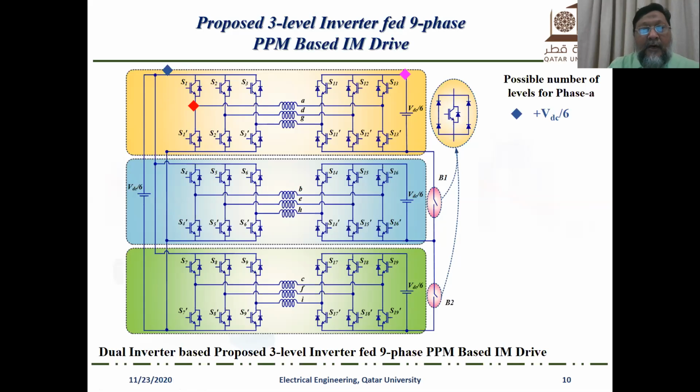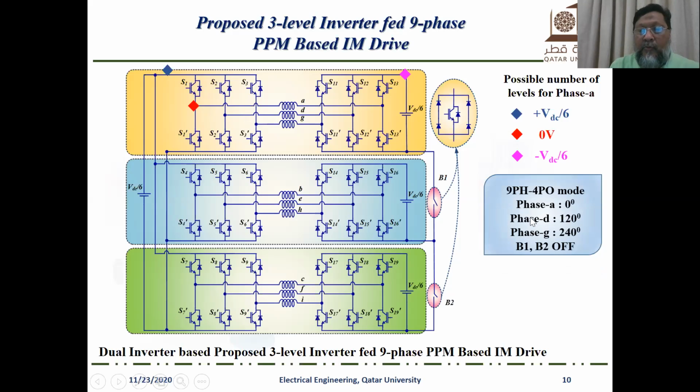So this is how we form 3 possible levels across phase winding A. So this was the switching scheme that produces VDC by 6. And this is the switching scheme when we obtain 0 voltage across the winding, and this is how we obtain minus VDC by 6. So 3 level voltages are created across the motor windings.